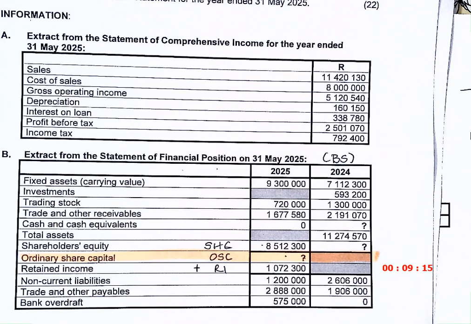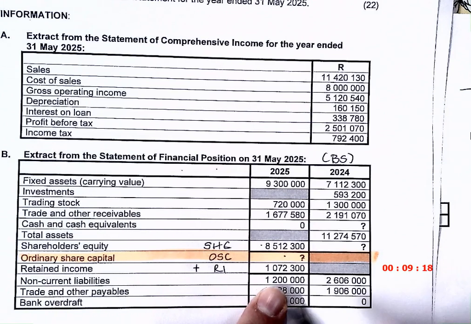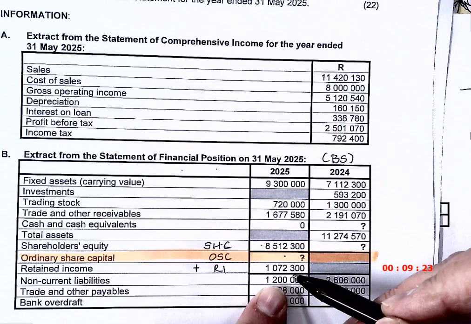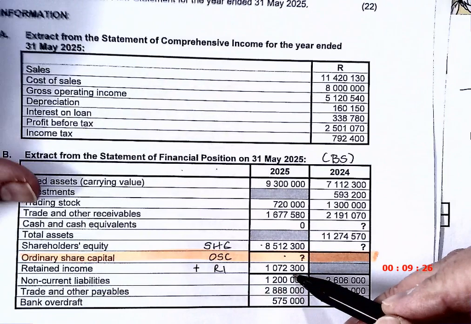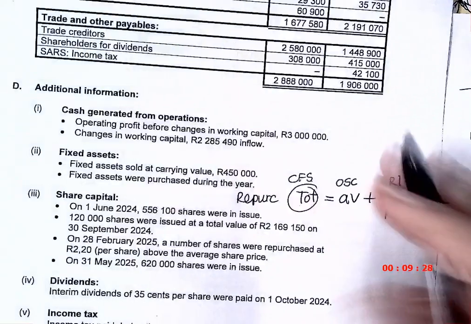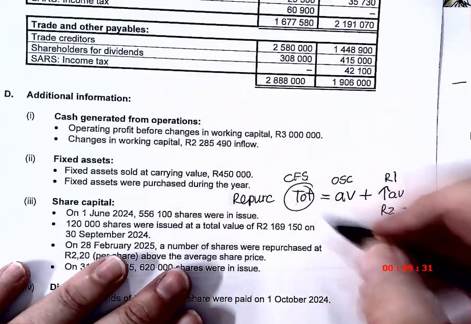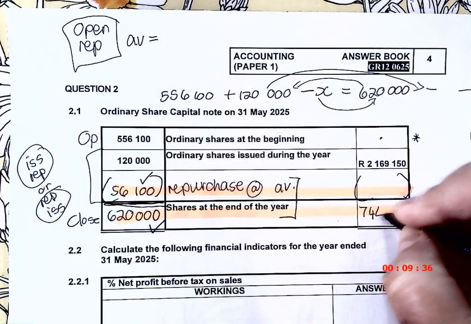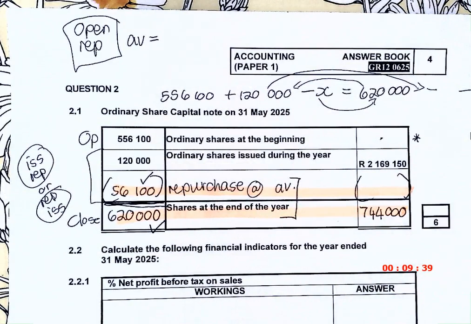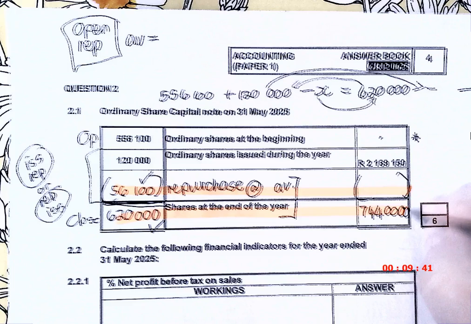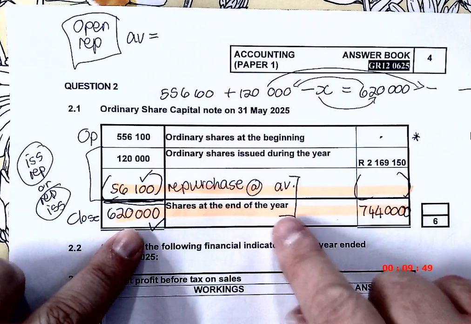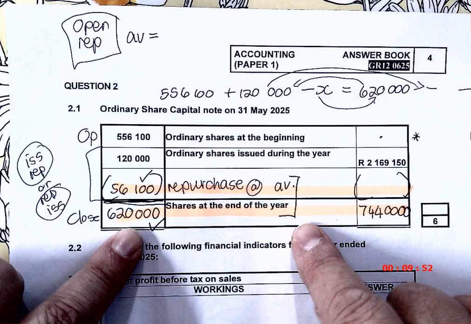Okay? And then what do I get for my ordinary share capital? I say 8512 less 1072, and that gives me 744,000. Okay, you see that's the closing. And what did I say to you? If I've got the closing, the average year is going to be the average year.